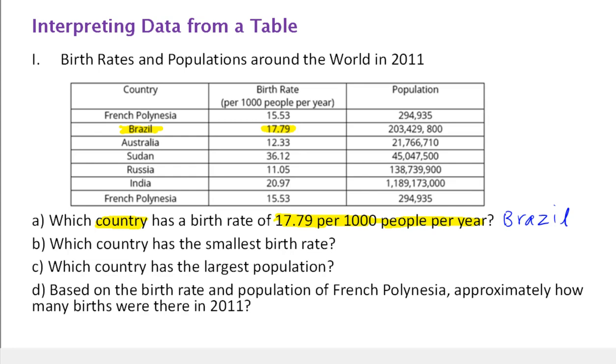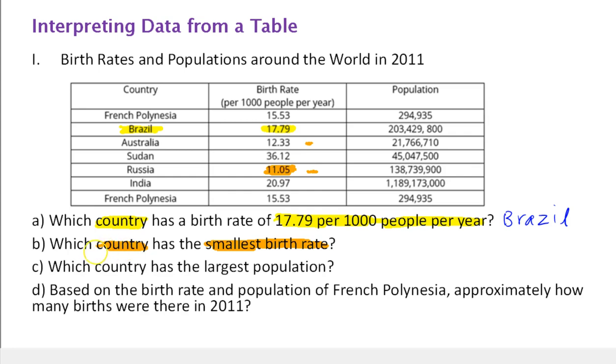Let's look at the next one. Here we're asked which country has the smallest birth rate. So we're going to go back to the birth rate column, and we're going to scroll through and look for the lowest number. Starting from the top, I see this is a small number thus far, and then I notice 11.05 is even smaller, and that's smaller than all of them. So it's not 12.33. Here we have 11.05. So that's the smallest birth rate.